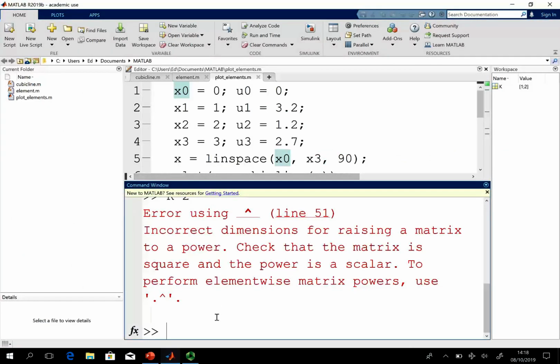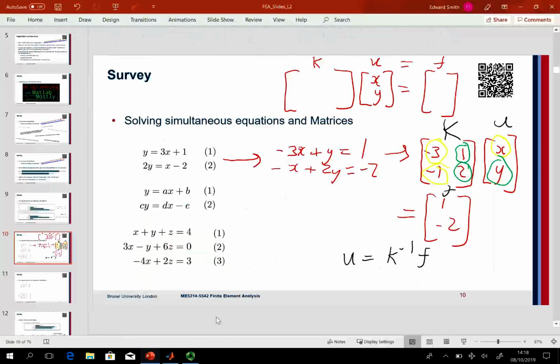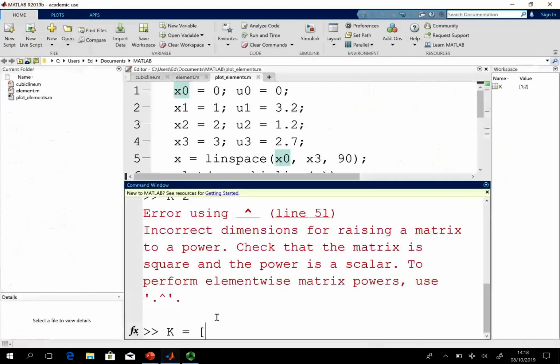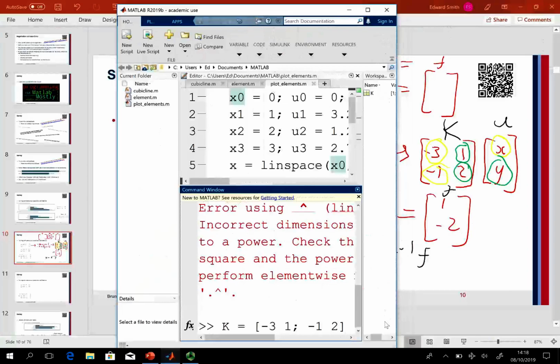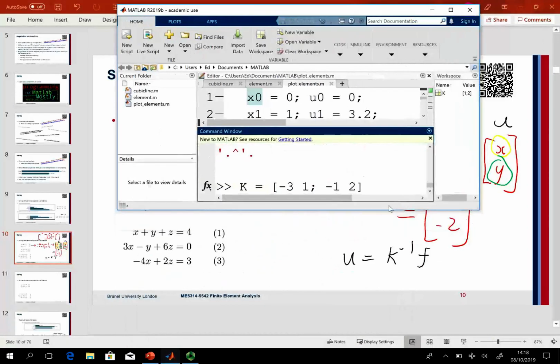So with MATLAB, in order to derive the matrix K, we have a matrix here which is minus 3, 1, minus 1, 2. So the matrix K, we're going to do minus 3, 1, colon, minus 1, 2. Can you see that? It's a little bit far down. Let me see if I can move it up. Essentially this colon here just specifies that we want it as 2 separate columns.